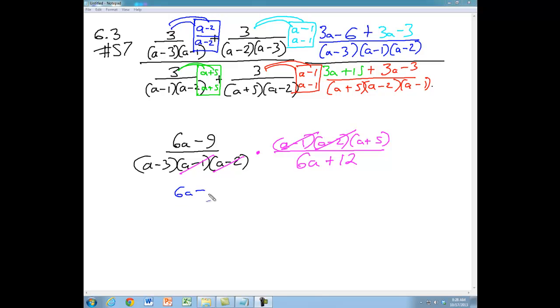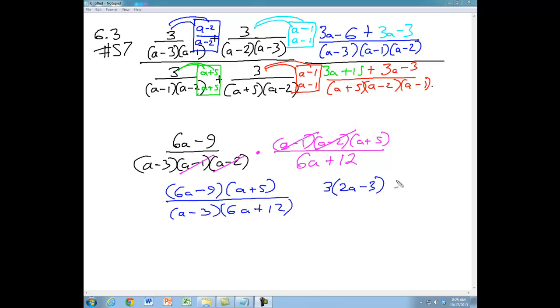This is 6a minus 9. Okay, and then this here is a plus 5. And then down below here we have our a minus 3, and then we have our 6a plus 12. Now, what's interesting about these problems with the 6's in it is that we can actually factor something out. This first term here, I can factor out a 3. So this would become 3, and then this is 2a minus 3, and then a plus 5.